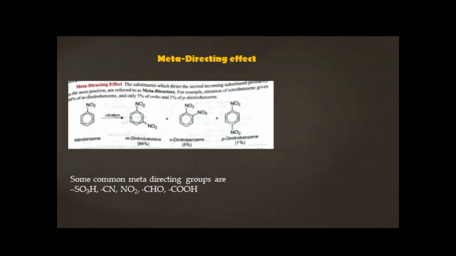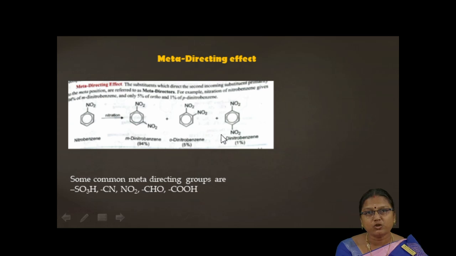Let me switch over to the meta directing effect. For this I am going to take the example of nitrobenzene. In nitrobenzene, the first substituent already present is the NO2 group. When this nitrobenzene is nitrated further, the incoming NO2 plus group is directed to the meta position rather than the ortho and para positions. Look at this: meta-dinitrobenzene is formed in 94%. The ortho and para products are formed only in trace amounts. So the first substituent in nitrobenzene, the nitro group, is meta directing.